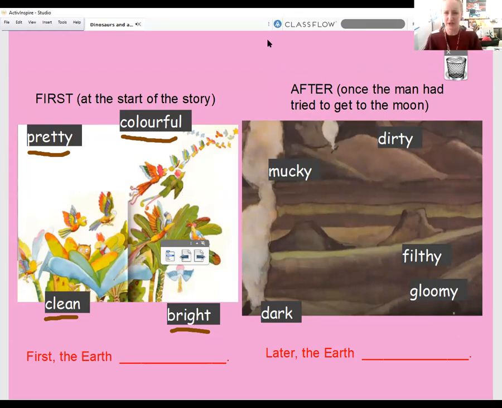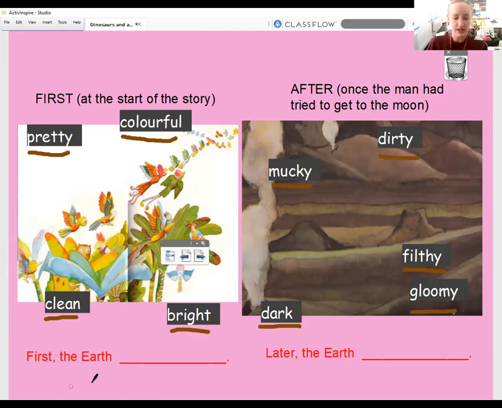And then afterwards, we said with the other picture that it was mucky, dirty, filthy, gloomy, and dark. Okay, so we said that the Earth had changed from this bright and colourful place to this really gloomy, really mucky place. So I want us to think now about how we could compare these two pictures.